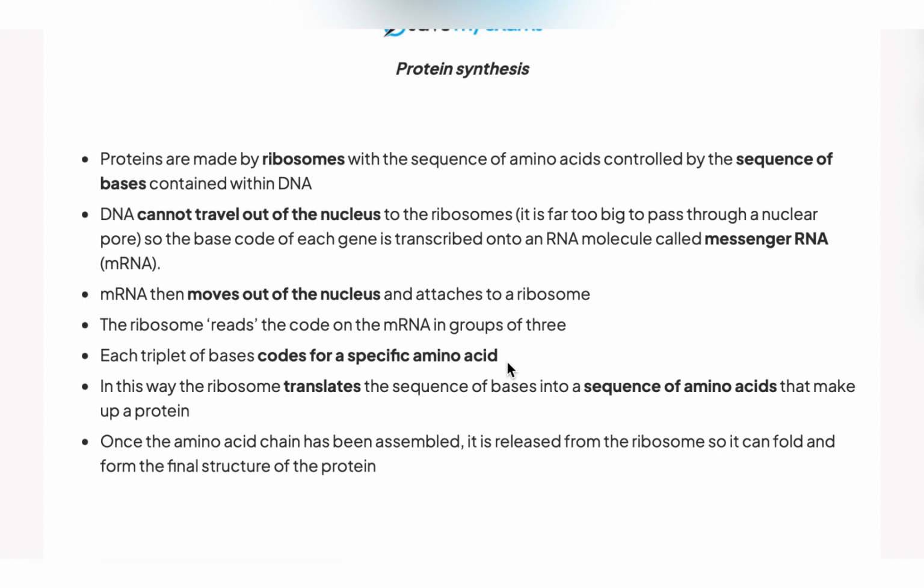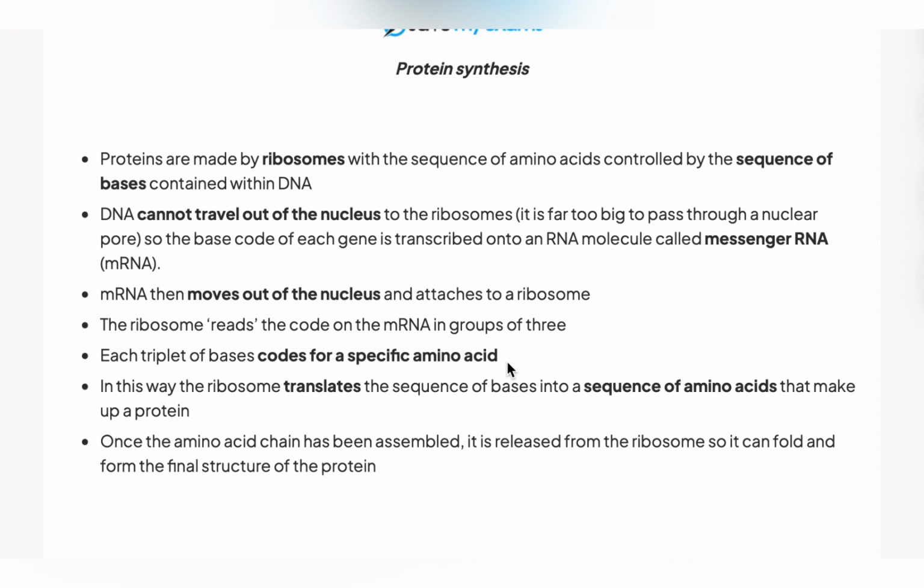So why is the ribosome reading them in threes? Why not singularly, one after the other, one by one? Because every 3 bases together form an amino acid. So it reads them in units of 3. In this way, the ribosome translates the sequence of bases into a sequence of amino acids. Once you read them in triplets, it is able to translate them into amino acids.